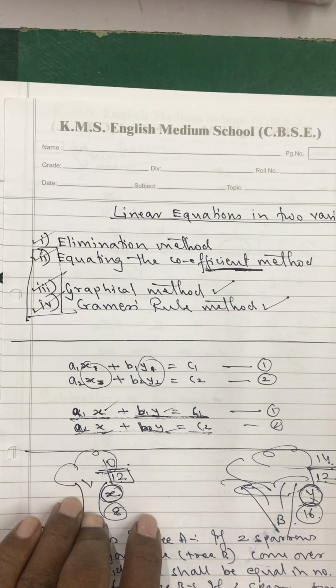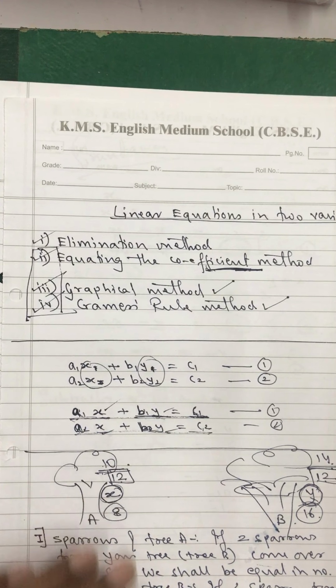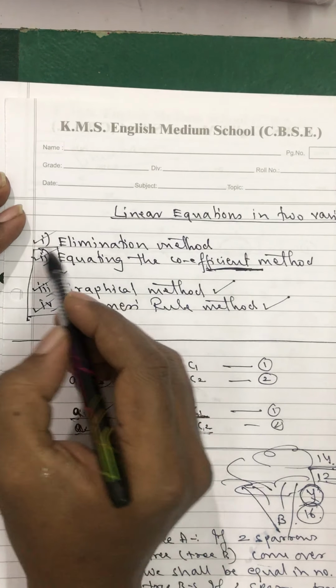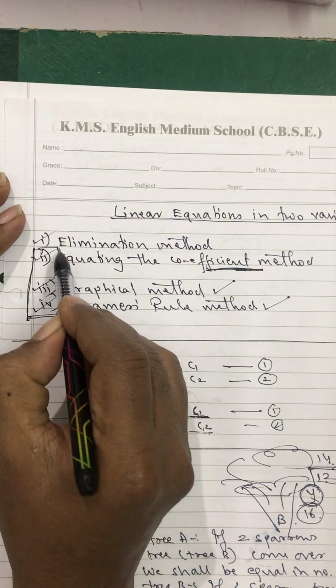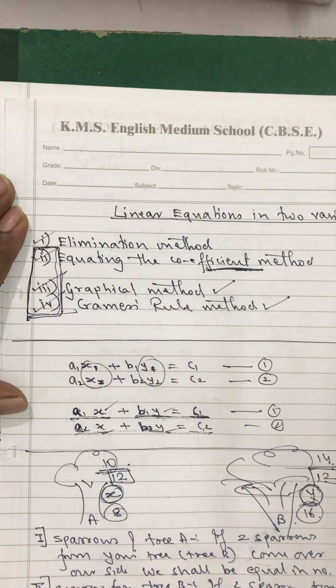And then comes the word problems. Very heavy topic, word problems, and very, very interesting topic. That will take a big amount of time, and word problems definitely you have to solve. So today we will try to see whether we are able to complete this topic: equating the coefficient method, graphical method, Cramer's rule method.